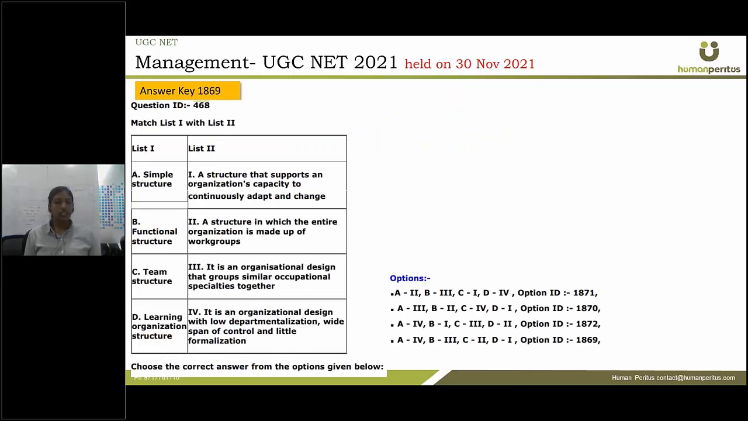Okay, next is a matching question, and you have to match the different structures to their characteristics. Now these are the different organizational structures. As we can understand, the simple structure means that there are fewer departments in the organization, only a few departments, so it will have a simple structure of organization.